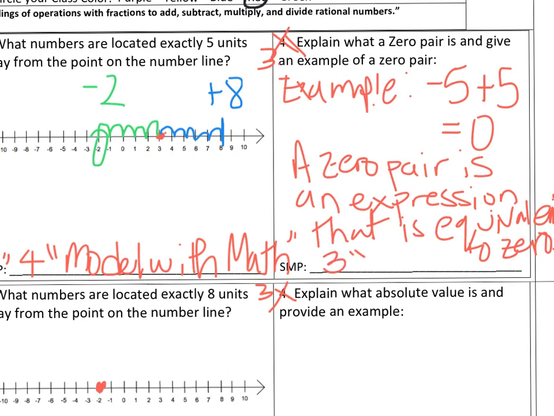So I would say SMP3, construct and critique arguments. And go ahead and write that on the bottom. I'm not going to write it because I don't have room. So again, you're writing SMP3, which states on your label, construct and critique arguments.